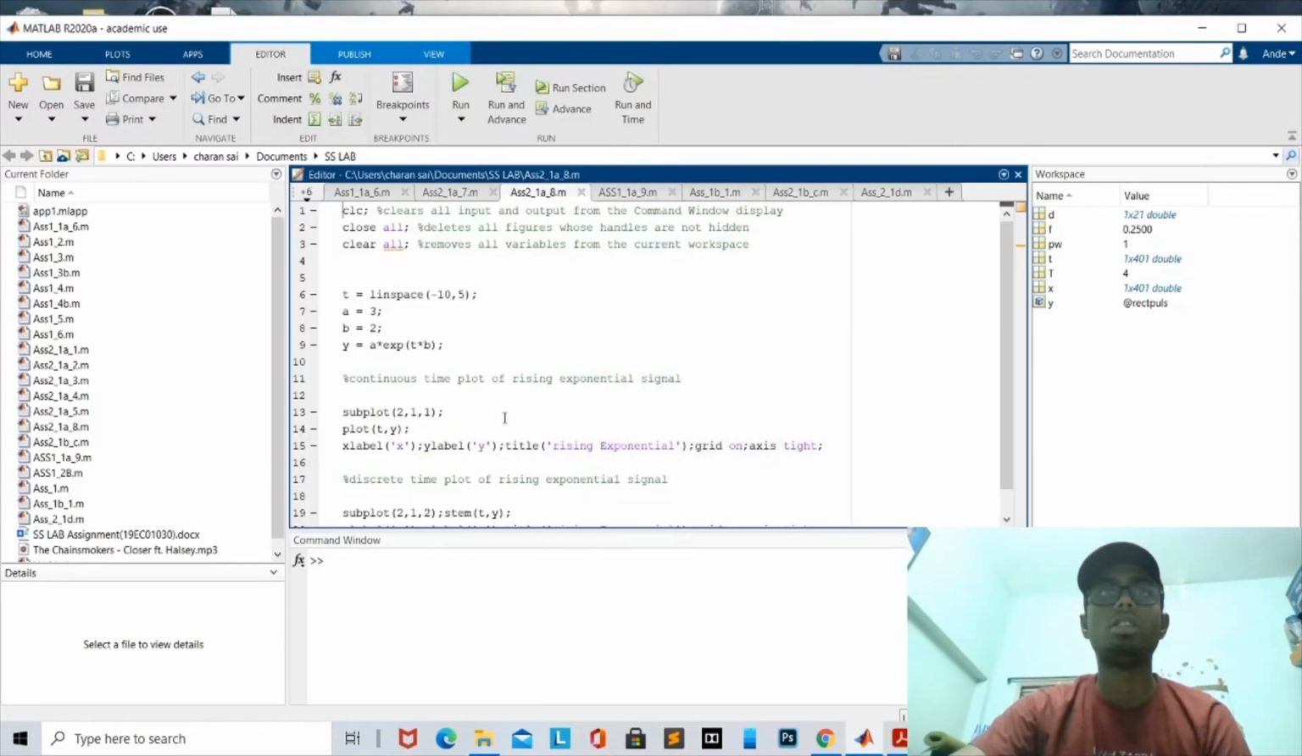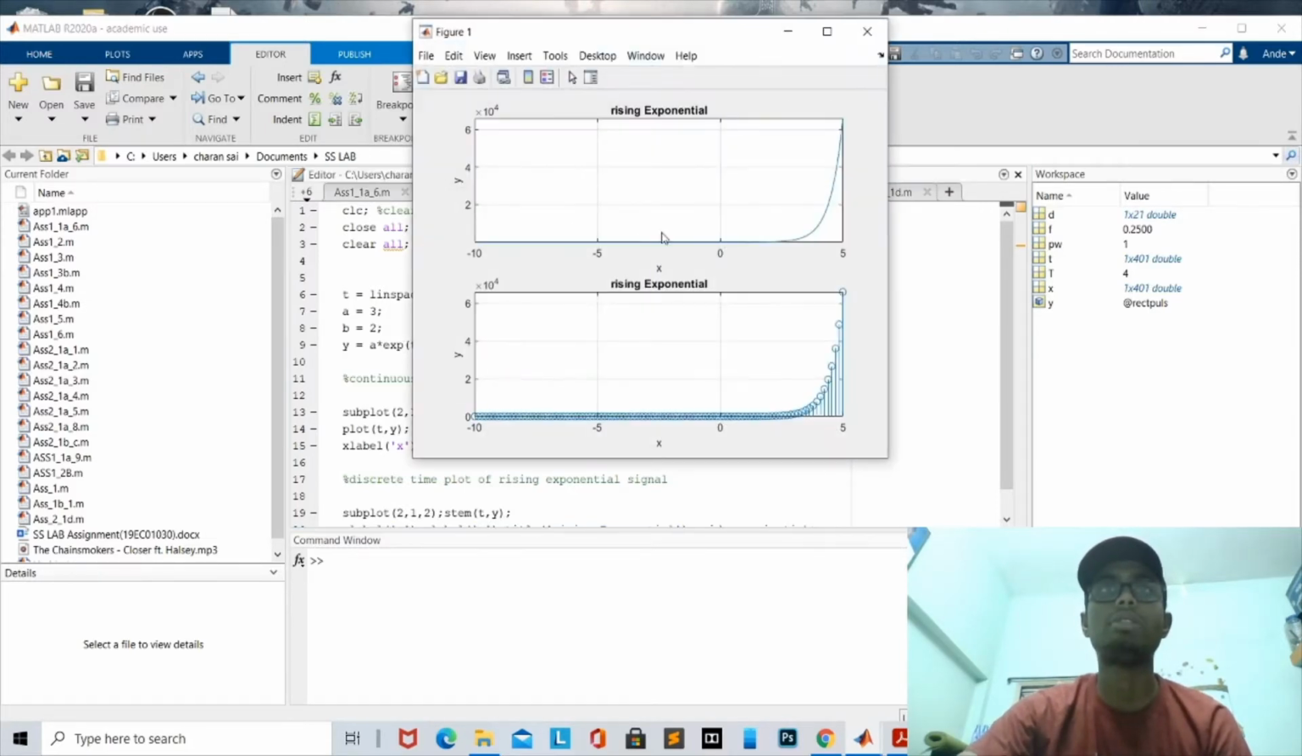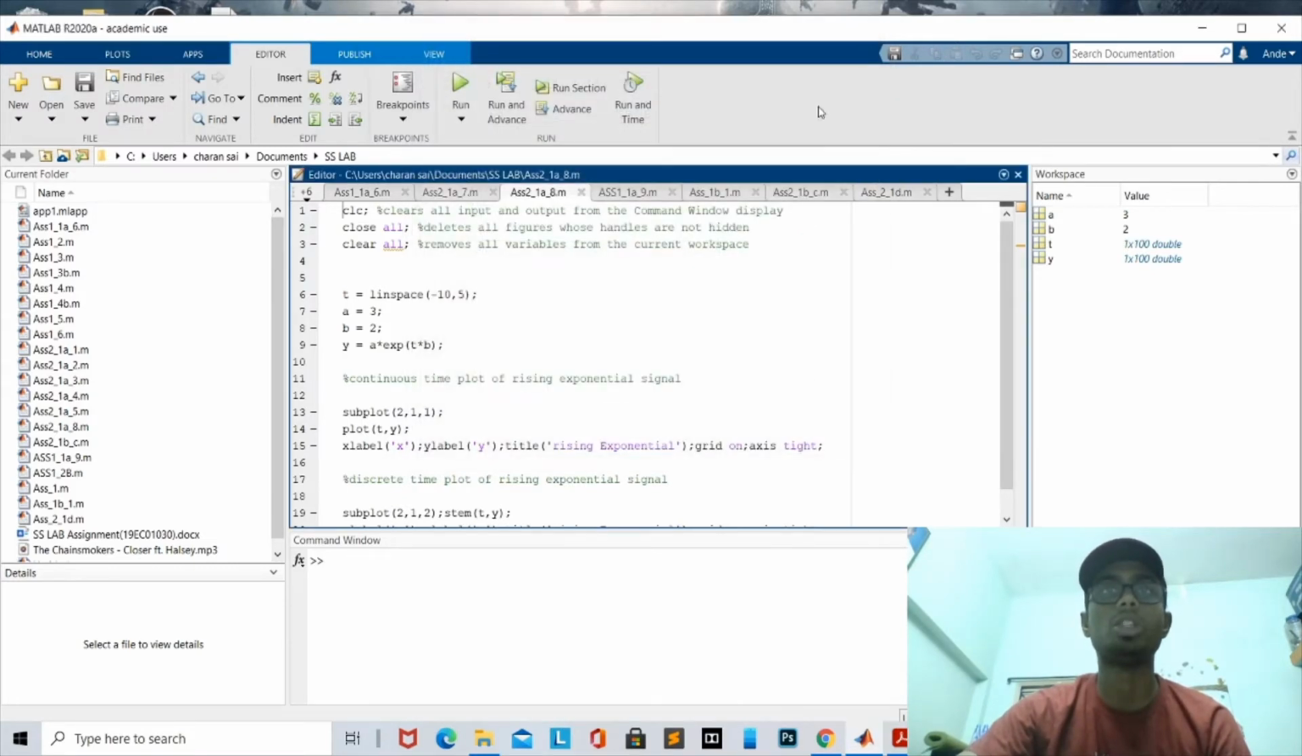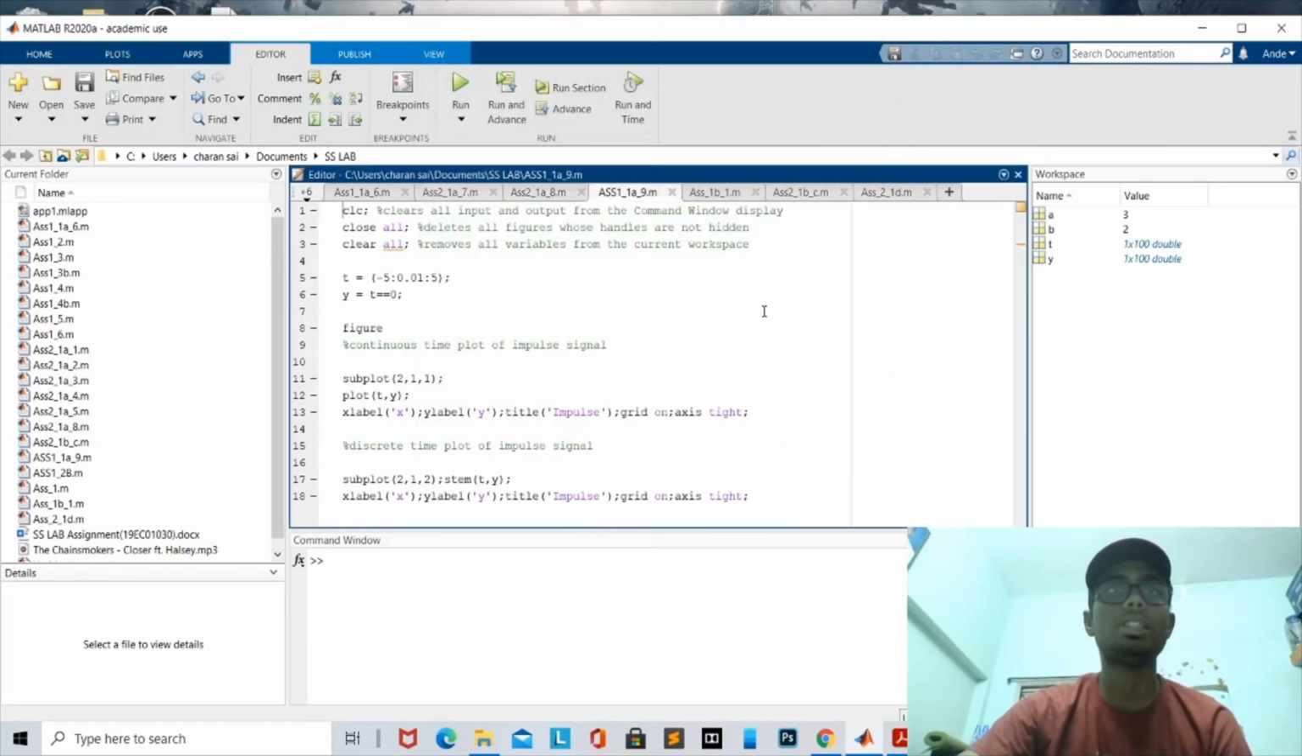And coming to the next one, it is just a simple exponential signal. So what I did is I used a command y is equal to a into e power tb, and I have assigned values to a, tb, and I am plotting the graphs here. You can see the graphs here, this is a continuous plot and this is a discrete plot of a simple exponential function.